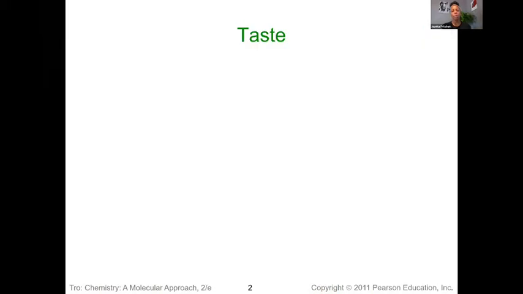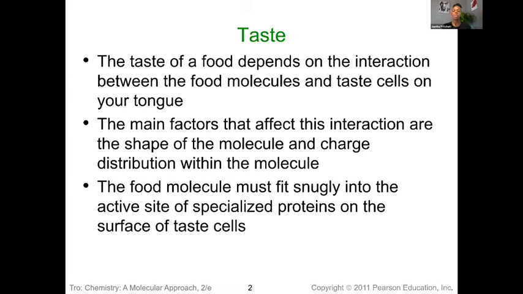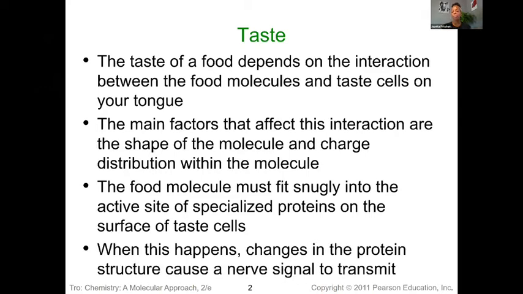Well, why is this important? Let's think about something that affects us on a day-to-day basis: when we taste things. The taste of food depends on the interaction between food molecules and the taste cells on your tongue. The main factors that affect that interaction are the shape of the molecules and the charge distribution within those molecules. The food molecule itself must fit snugly into active sites of specialized proteins on the surface of the taste cells. When this happens, changes in the protein structure cause a nerve signal to be transmitted.